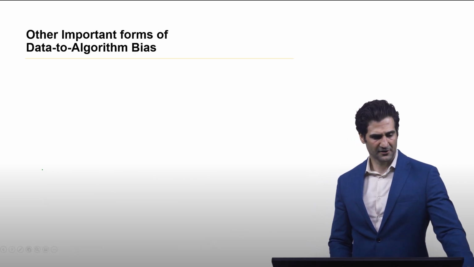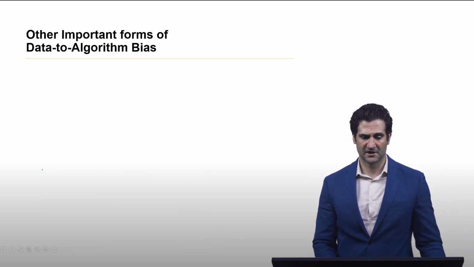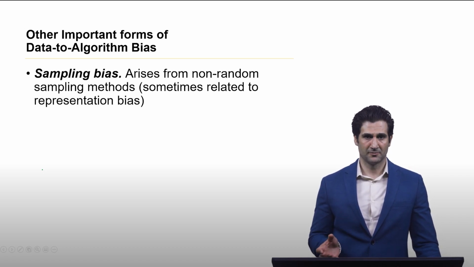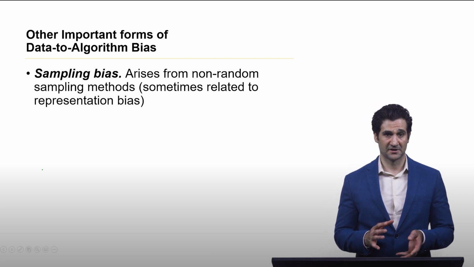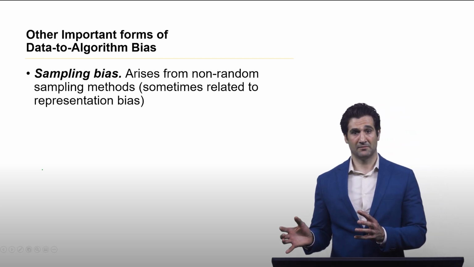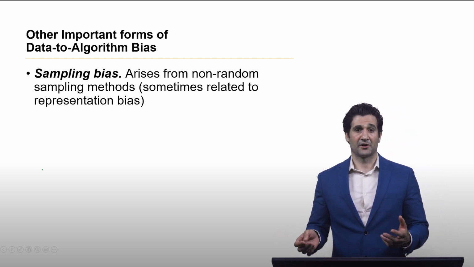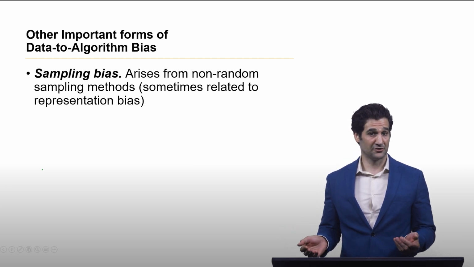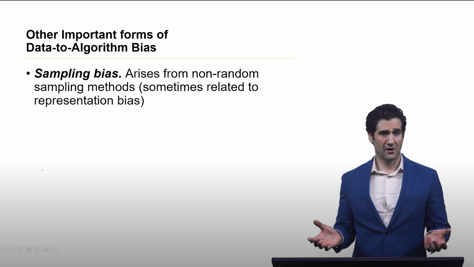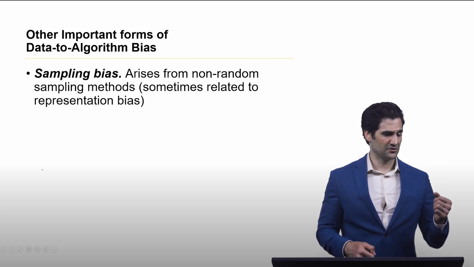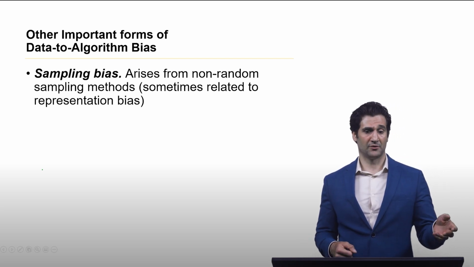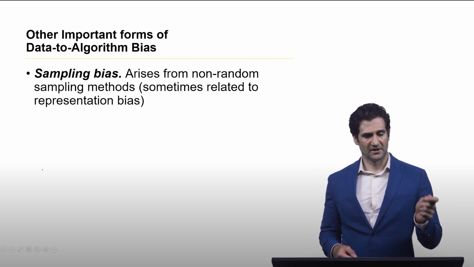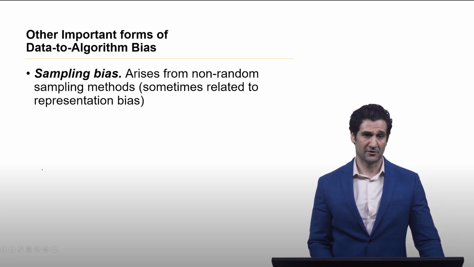There are a few other data to algorithm biases that are of note. There's sampling bias. This is a little bit different from representation bias because it comes from the sampling method itself, especially where it's non-random. If you do any research in social networks and use what's called snowball sampling, where you sample an individual and then sample their connections, that is not a random sample, and that is susceptible to sampling bias.